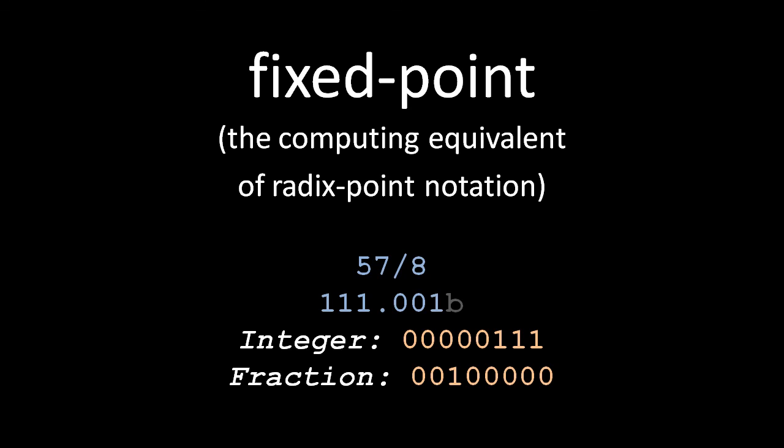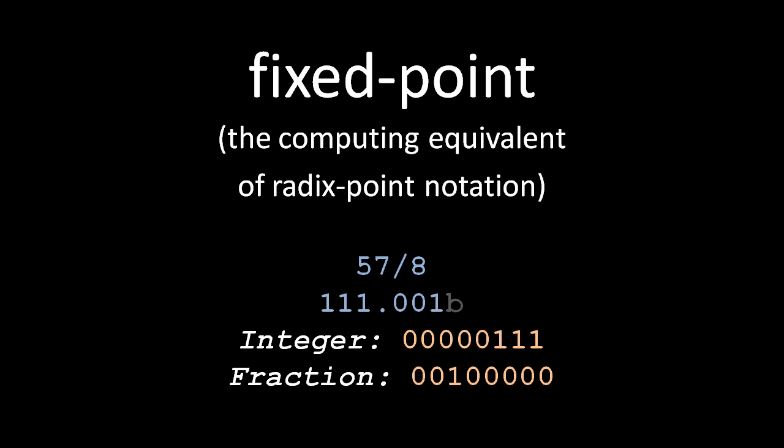So for instance, the ratio 57 over 8, when expressed as binary in radix point, is 111.001. If we use 8 bits to represent the integer component and 8 bits to represent the fraction component, then this is how we would represent it in fixed point.